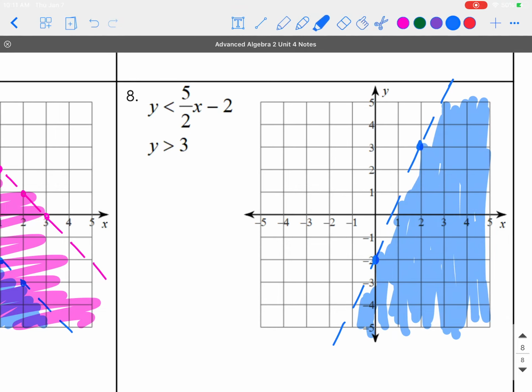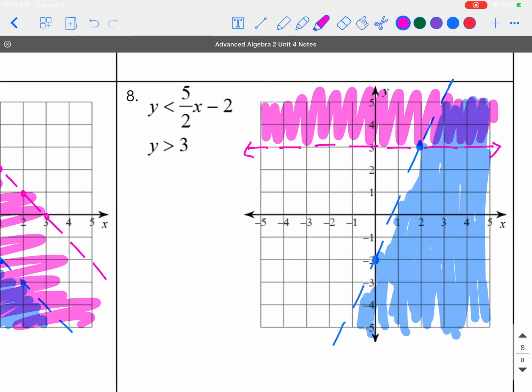And then the other one is y is greater than 3. So this is just a horizontal line that goes through 3. And it's greater than, so we shade above. And so my solution is this little spot here.